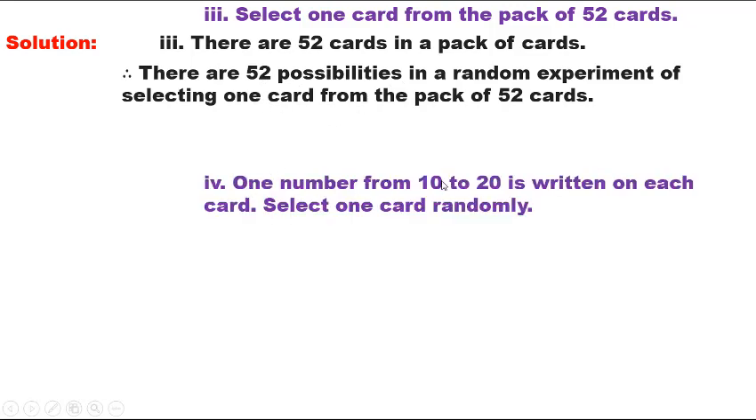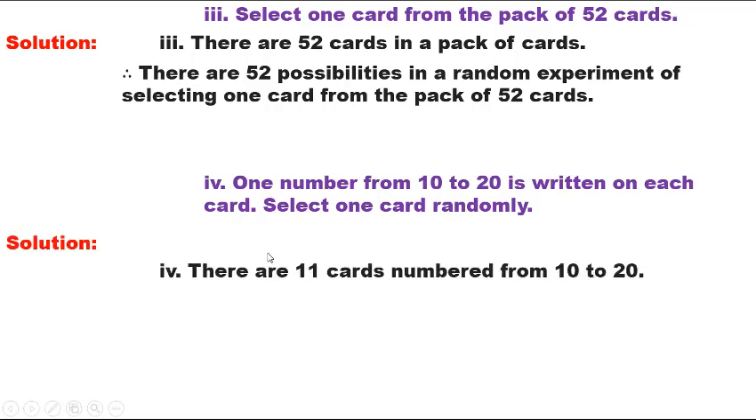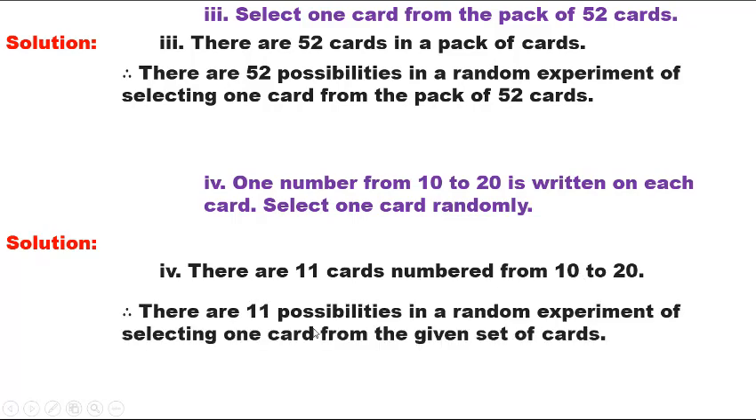Fourth, one number from 10 to 20 is written on each card. Select one card randomly. Solution, there are 11 cards numbered from 10 to 20. So, there are 11 possibilities in a random experiment of selecting one card from the given set of cards.